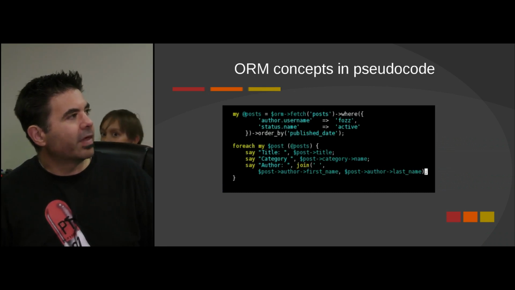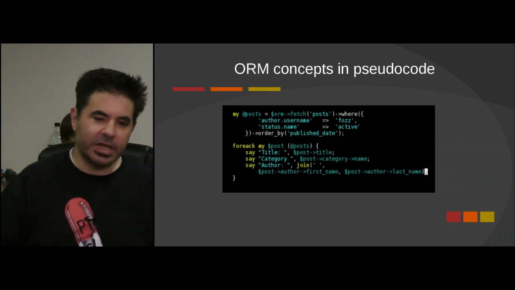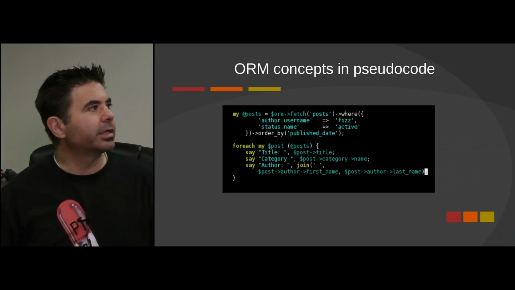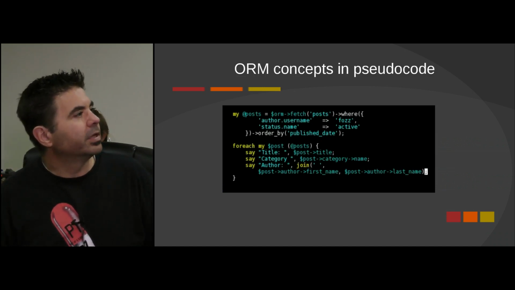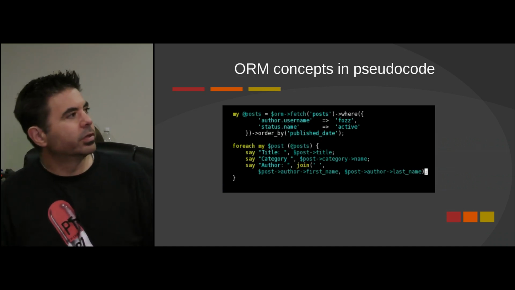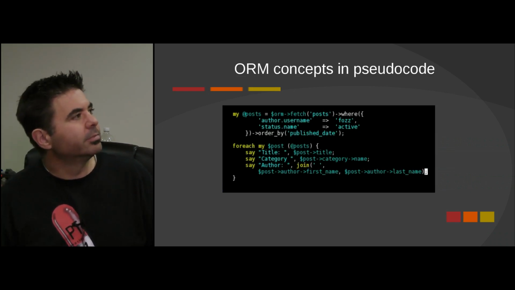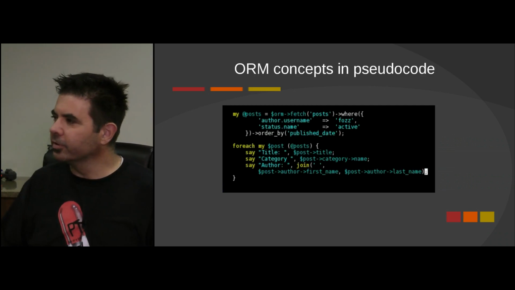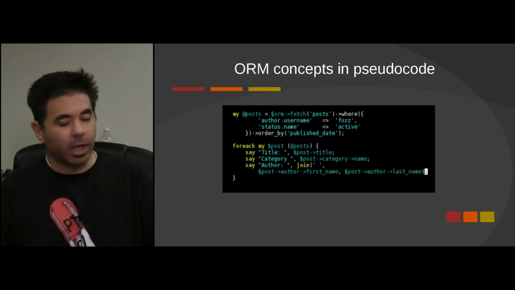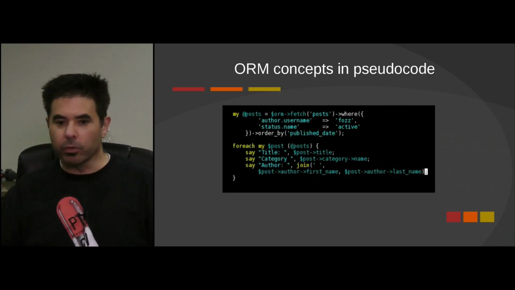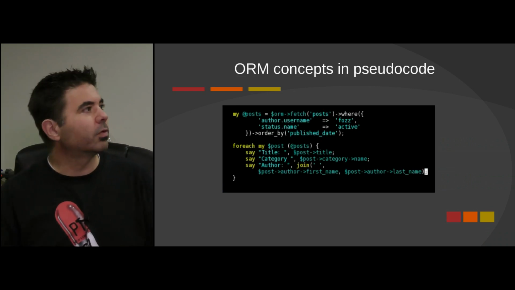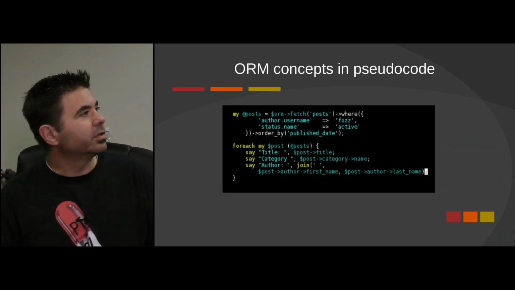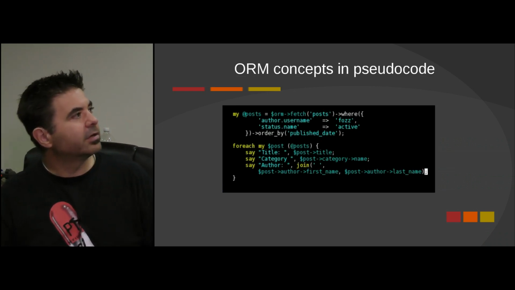You'll see in our foreach loop, we have some methods that give us access to fields in the table, like title is a field within this post table. This is a blog paradigm that I'm using as an example. You have a blog with authors and categories and statuses and so forth.